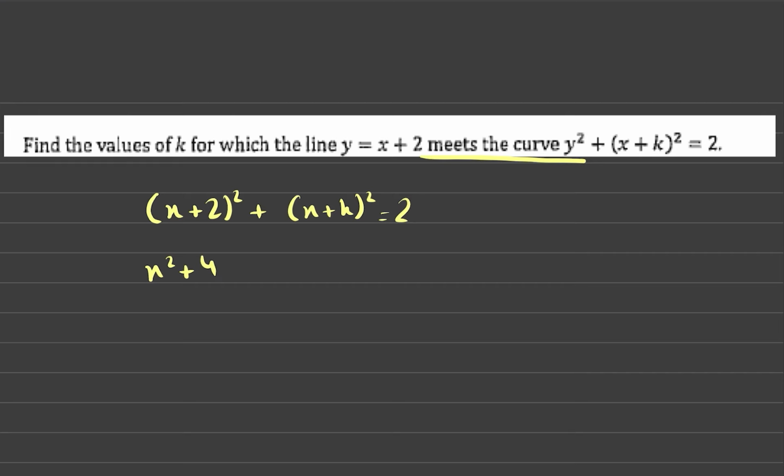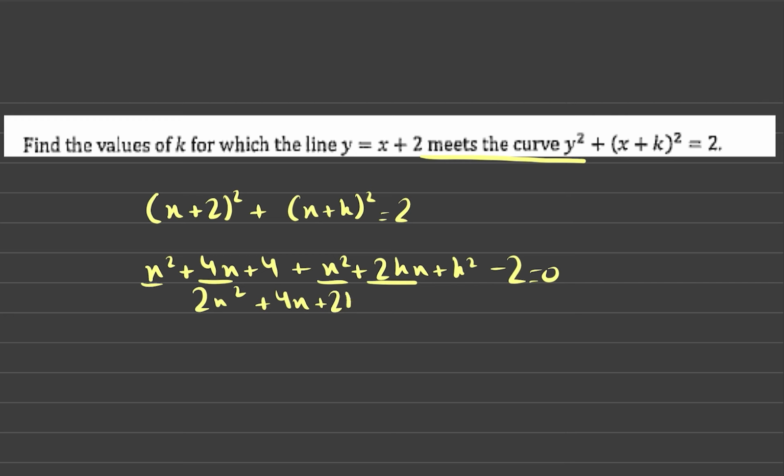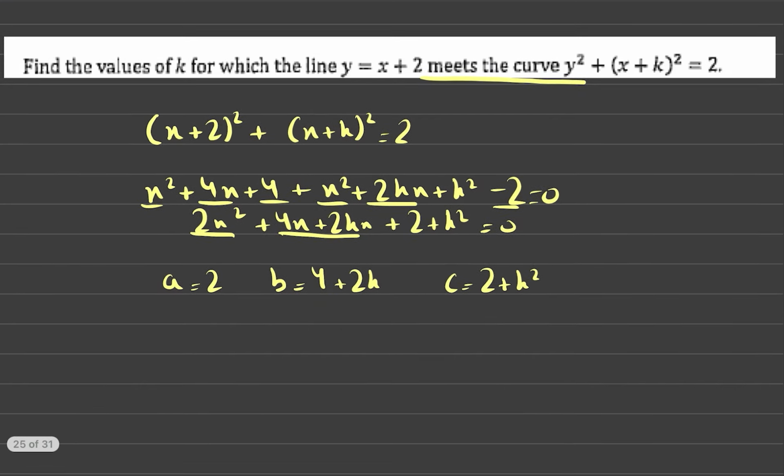x squared plus 4x plus 4 plus x squared plus 2kx plus k squared minus 2. So x squared plus x squared becomes 2x squared. 4x plus 2kx is written like this. Then 4 minus 2 is 2 plus k squared. Now, what's written with x squared? 2. What's written with x? 4 plus 2k. And what's written without x? 2 plus k squared. Now it's b squared minus 4ac greater than or equal to 0.